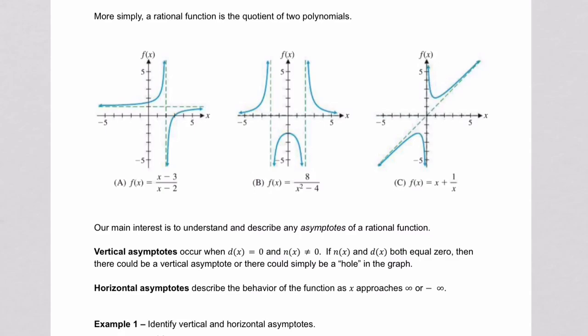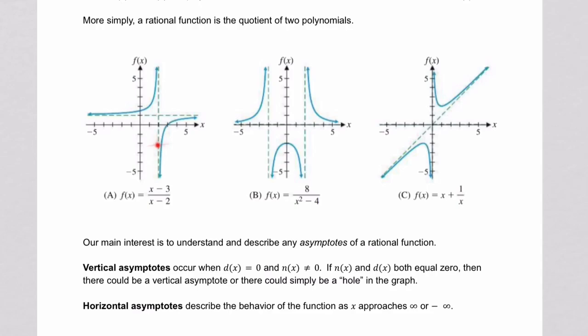So in this first example, we see x equals 2 is outside of the domain of the function, and we see a dramatic kind of thing happening here. The graph climbs up along the vertical line on the left side and drops down along the vertical line x equals 2 on the right side. Likewise here, x squared minus 4 equals 0 at 2 and negative 2, and we see that similar feature.